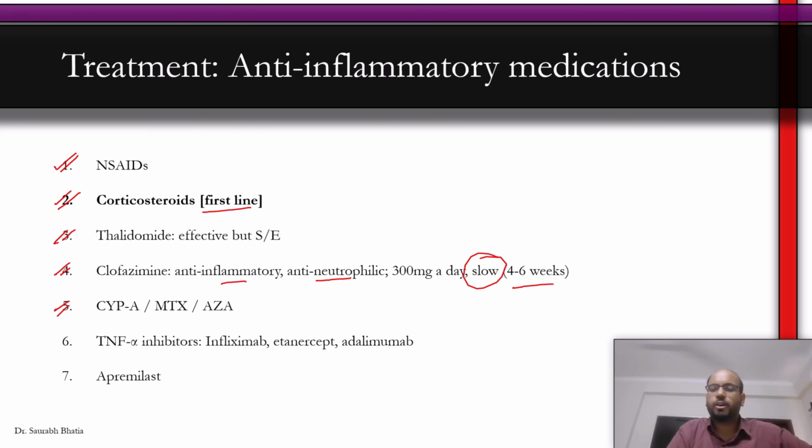Cyclosporin, methotrexate, azathioprine can be used to control inflammation. We know ENL is a TNF alpha mediated disorder. So TNF alpha inhibitors like infliximab, etanercept, adalimumab can be used. Mostly etanercept and infliximab have been used, but they have their own effects and side effects. We have a separate video again on infliximab and etanercept and adalimumab. You can look at the video under the heading of biologicals. Apremilast has also been tried in a very small cohort of patients, and found to be more or less effective to control inflammation.